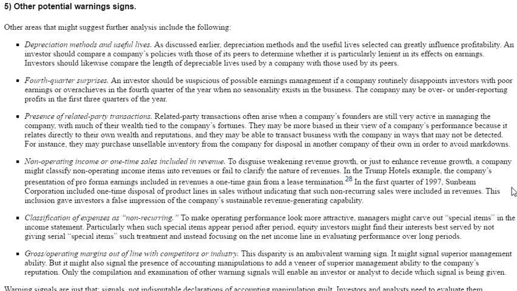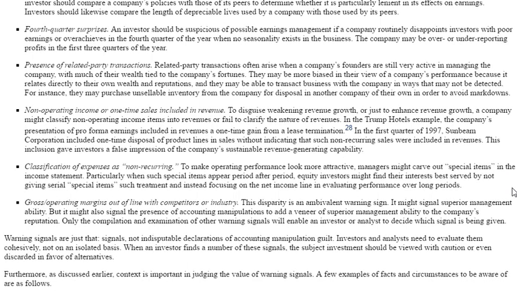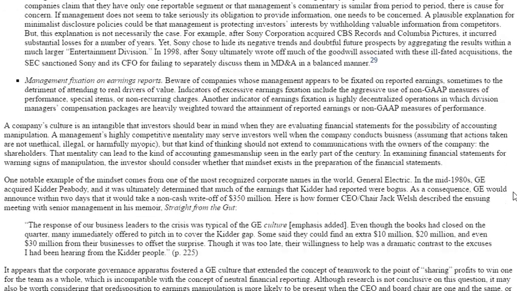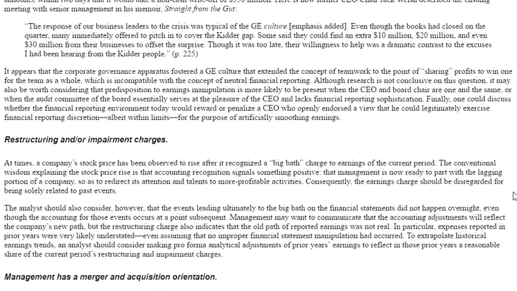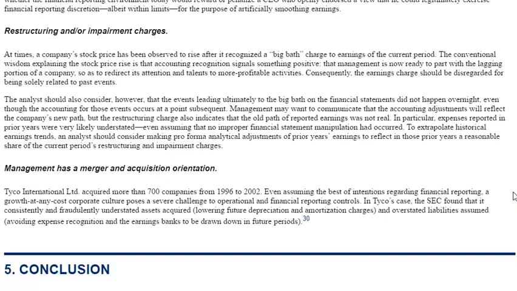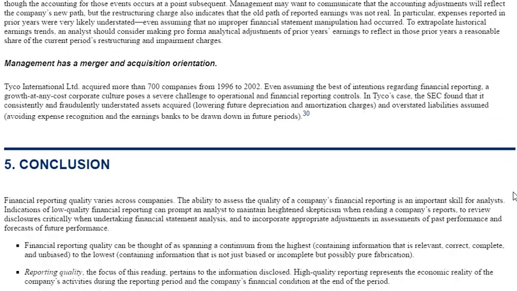You can see there's quite a long list here: depreciation methods, fourth quarter surprises, presence of related party transactions, non-operating income or one-sided classification of expenses. Again, my slides and videos are meant to be a review, not just for learning everything for the first time. It's also important to go into the text and make sure that you've gone through everything at least once. I just wanted to point out there's a long list here. My slides are just a review, and if we look at the warning signs, there's quite a bit to review, but nothing too difficult. You just have to go through it.